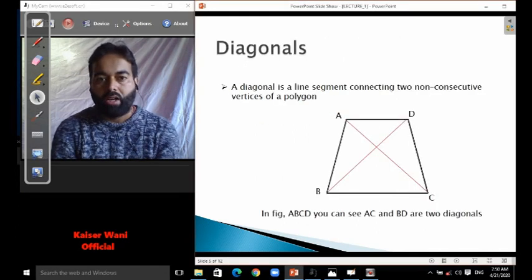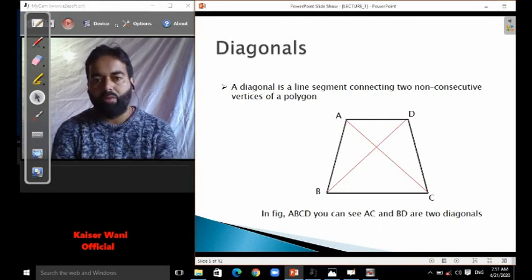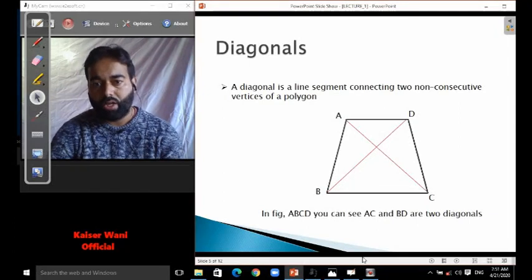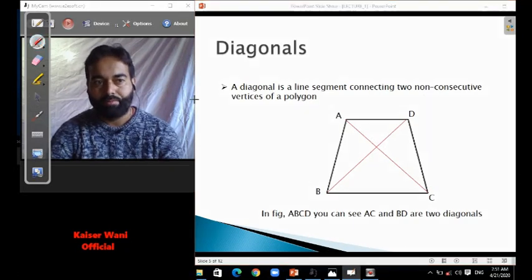Now, what is a diagonal? We can draw diagonals on any polygon except a triangle. I will tell you why we can't draw a diagonal on a triangle. So first of all, we will look at this figure. Here I have ABCD, a quadrilateral, or we can say a four-sided polygon. A diagonal is a line segment connecting two non-consecutive vertices.